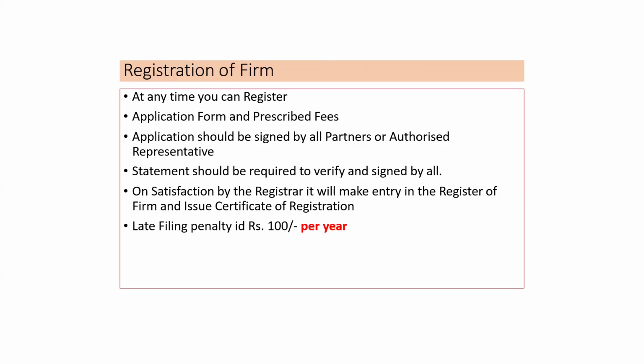Registration of firm. At any time you can register. You have formed a partnership today, you can register even 10 years after your formation. The application form is there with the prescribed fees. The application should be signed by all the partners or an authorized representative. Then the statement is required to be verified and signed by all. And on satisfaction, the registrar will make an entry in the register and issue a certificate of registration.